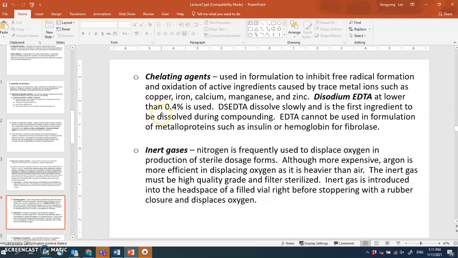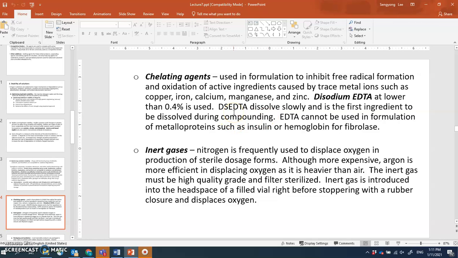Okay, and the thing is, it doesn't go into solution very well. So this ingredient should be dissolved first during the compounding, because it doesn't get dissolved easily. So this should be dissolved first, and other things should be added. That's what it means.